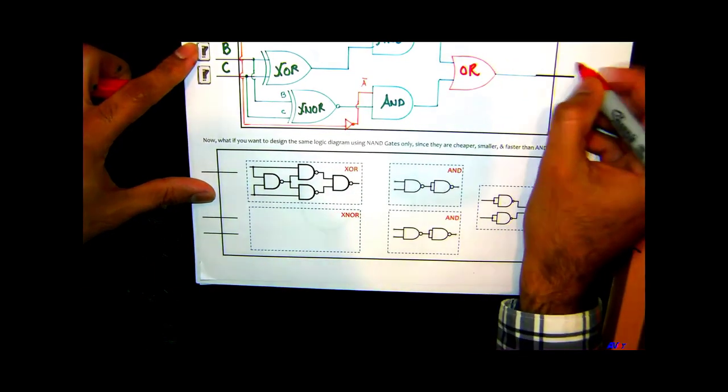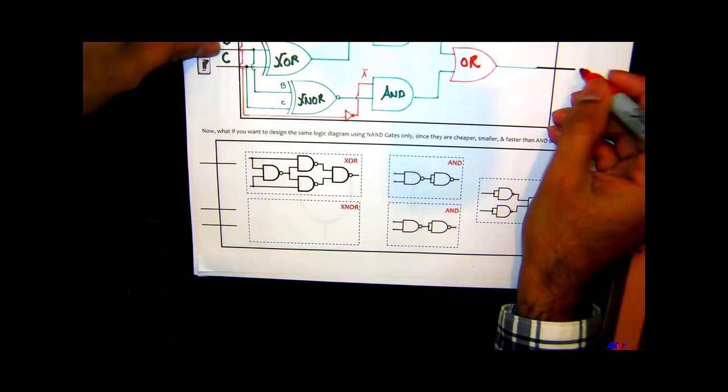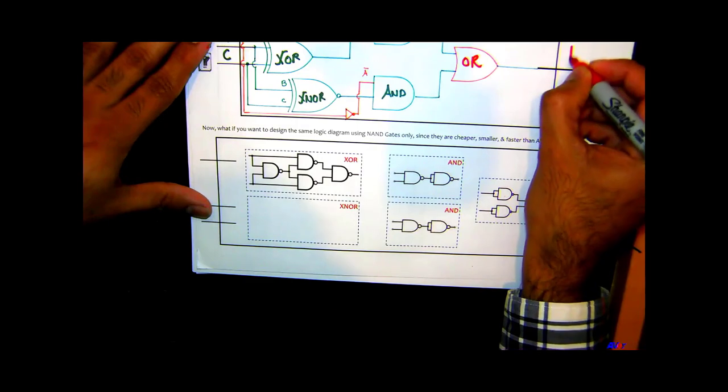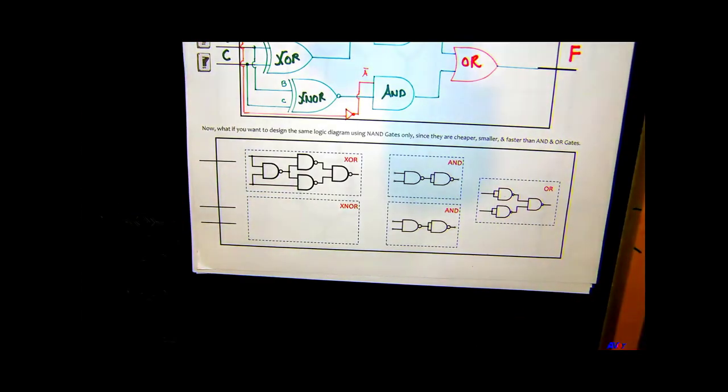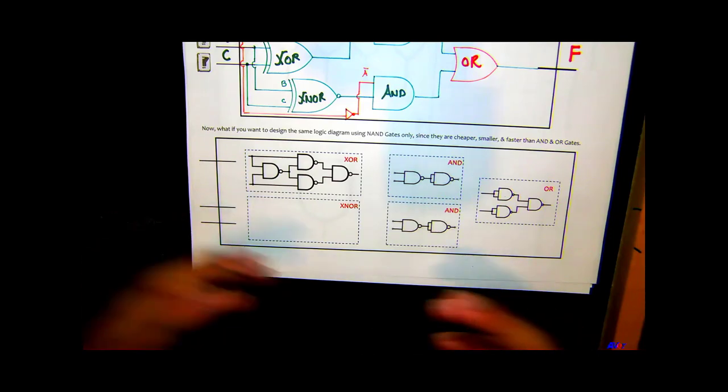OR gate, and this is going to be my F, the output here. Here you have your combinational logic diagram, and you basically have it implemented. Do you want to try one combination? Want to make sure we got all our logic diagram right?